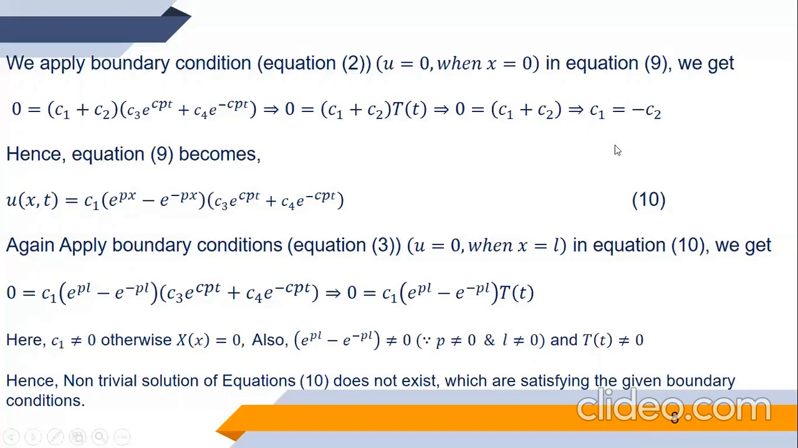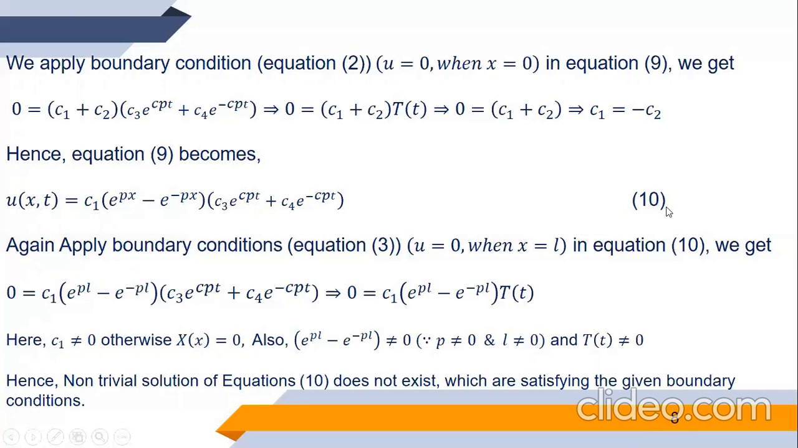Now we input c1 is equal to minus c2 in equation number 9. Then equation 9 becomes u of x, t is equal to c1 e raised to px minus c2, where c2 is replaced with minus c1. Therefore c1 is common: e raised to px minus e raised to minus px, times c3 e raised to cpt plus c4 e raised to minus cpt, which is a similar value. So this is equation number 10.